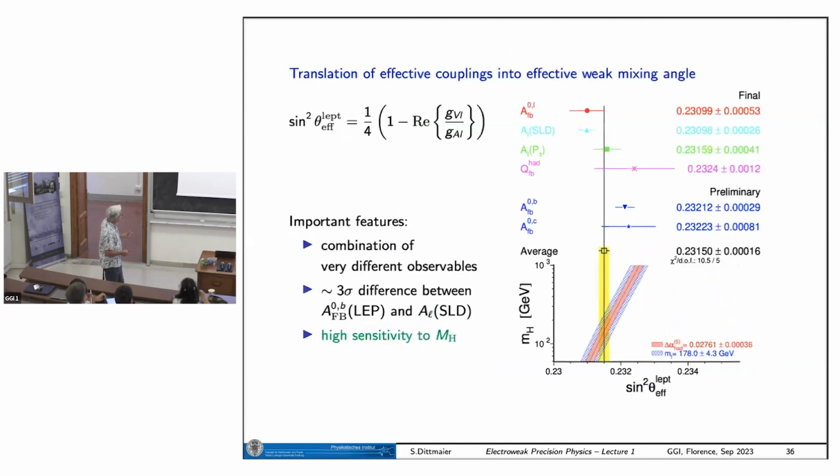Let me jump forward one slide. You can just cook up this combination here, and if you plug in the lowest order predictions for g_A and g_V, you get the sine squared of this weak mixing angle. That's the way it is understood. It's called the effective weak mixing angle because in theory, all kinds of corrections already go in there.